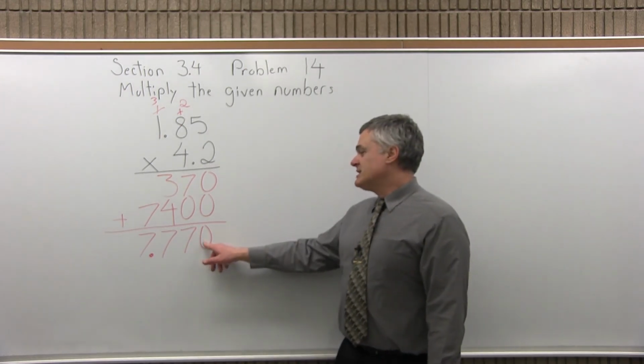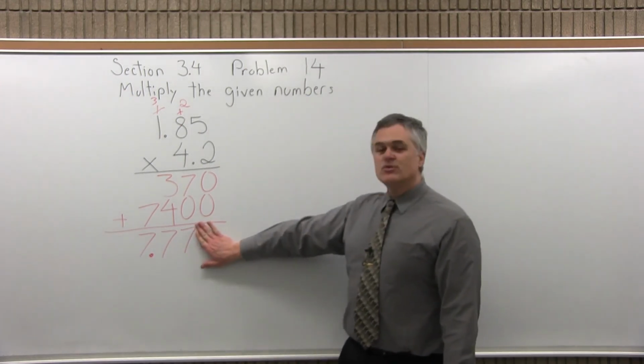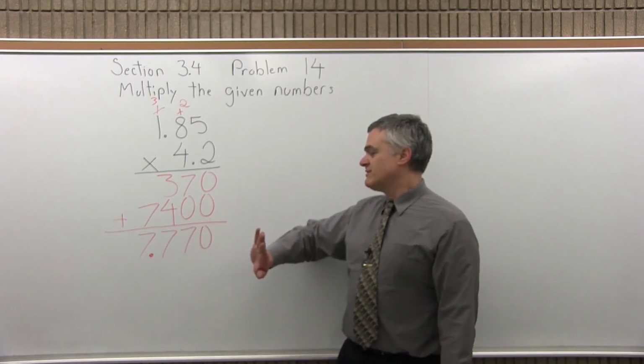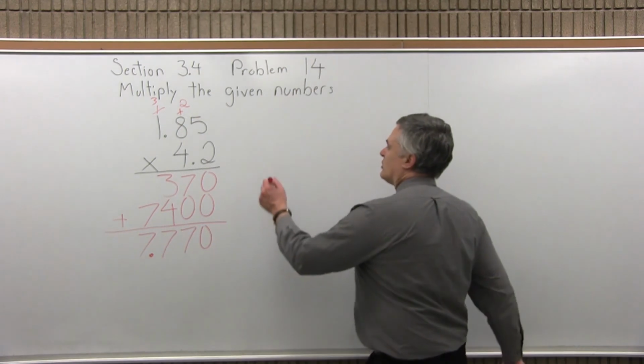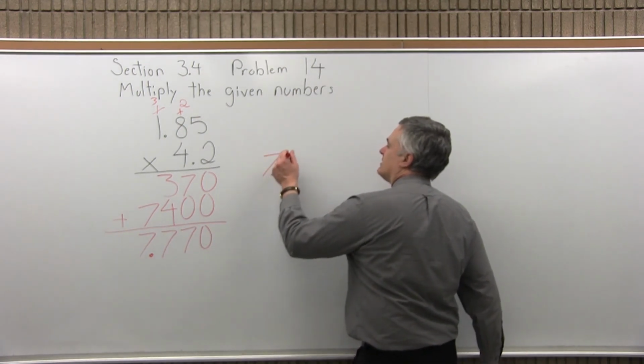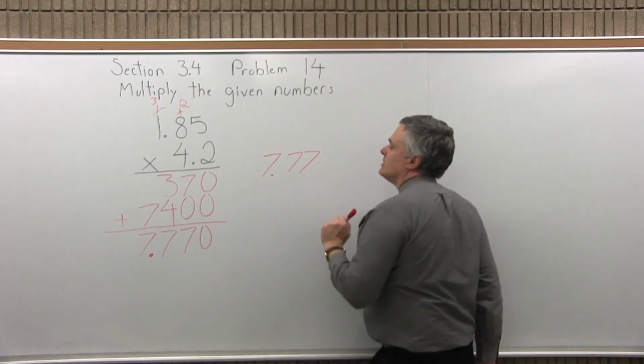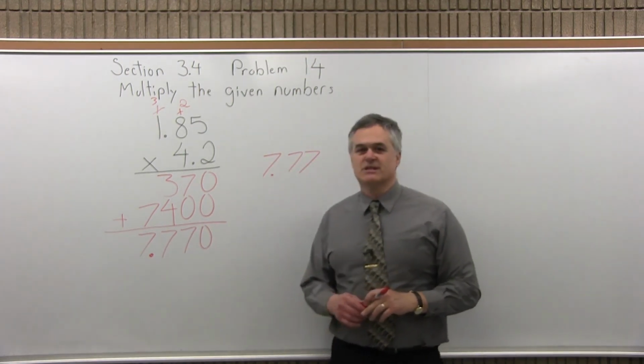Now with decimals, the 0 on the far right doesn't really need to be written. 7.770 and 7.77, it's the same answer. So a lot of people would just omit the 0 at the end, or if you do it on a calculator, the calculator wouldn't show that 0 in the end. So it's 7.77 is the final answer.